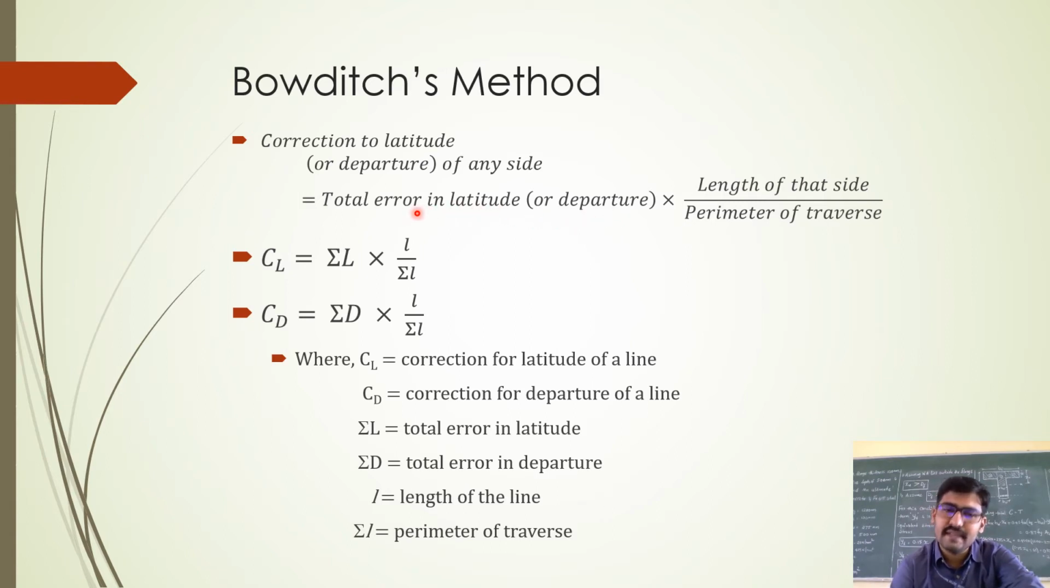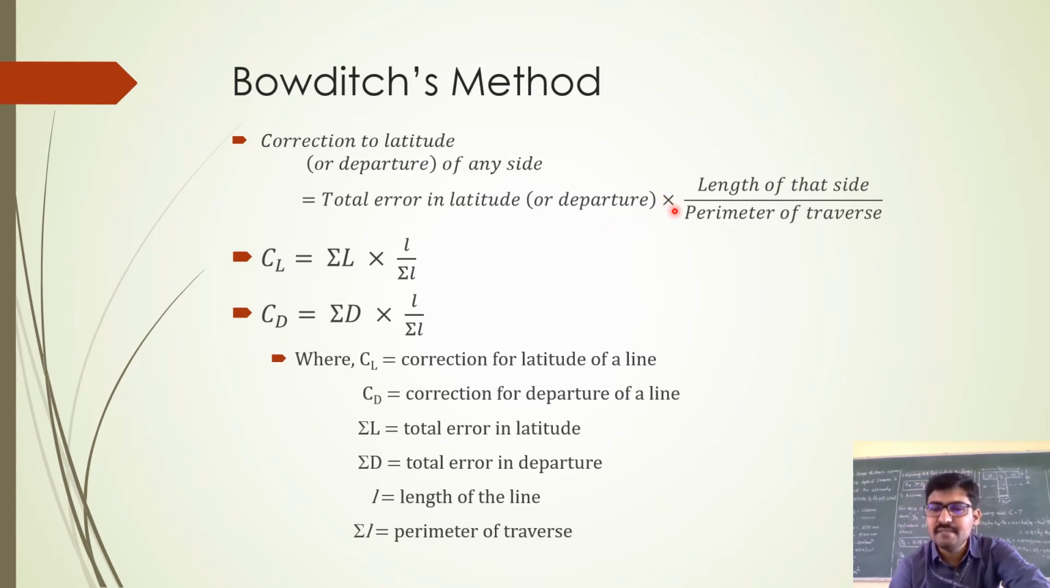Why it is called an error is because summation L should be equal to 0. If there is no error, then summation L should be equal to 0 and summation D should be equal to 0. Sum of latitudes should be equal to 0 and sum of departures must be equal to 0. Since it is not 0, you can call it the error. Summation L itself is the error in latitude. Summation D itself is the error in departure, right?